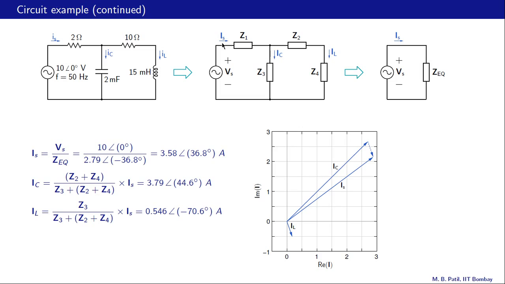What is the equation? We have Is equal to Ic plus IL. Our Is is 3.58 angle 36.8 degrees. That is this vector. Its magnitude is 3.58, and this angle is 36.8 degrees. Ic has a magnitude of 3.79, so a little bit larger than Is, and an angle of 44.6 degrees. That is Ic. This angle is 44.6 degrees. IL is much smaller in magnitude, 0.546, and it has a negative angle, minus 70.6 degrees. So that is our IL. And now we see that Ic plus IL is indeed equal to Is. So that means KCL is verified.